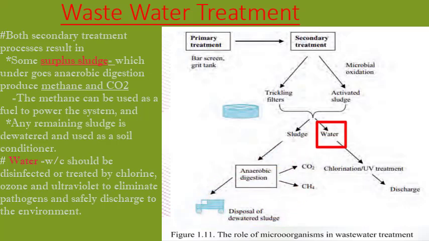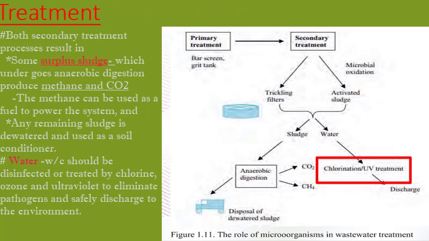The water or effluent should be disinfected or treated by chlorine, ozone, and ultraviolet to eliminate pathogens. Here, nitrogen and phosphorus should also be removed to prevent eutrophication, or overgrowth of algae. Finally, the water is then discharged into rivers, lakes, oceans, or reused for irrigation, industrial processes, or drinking.